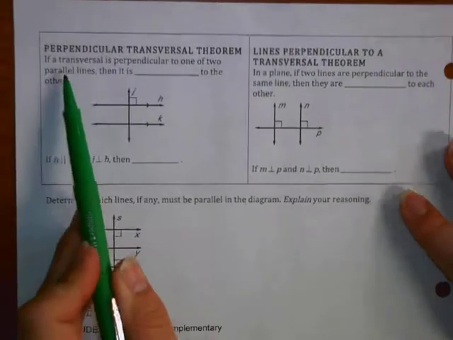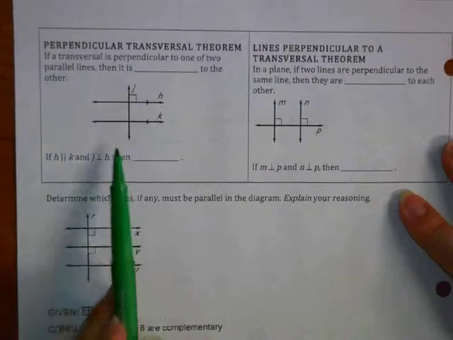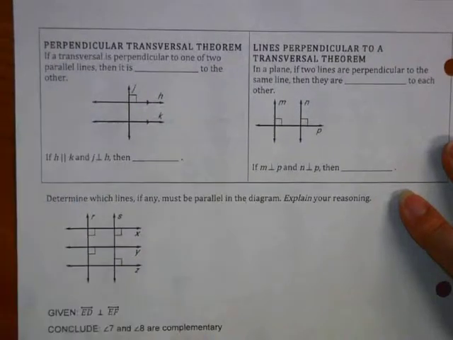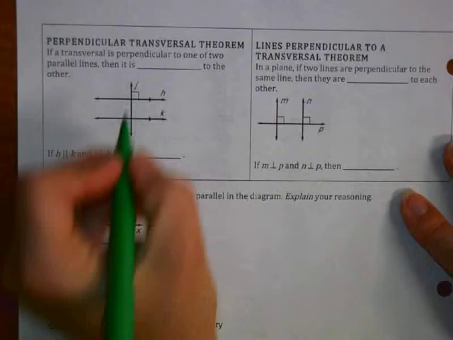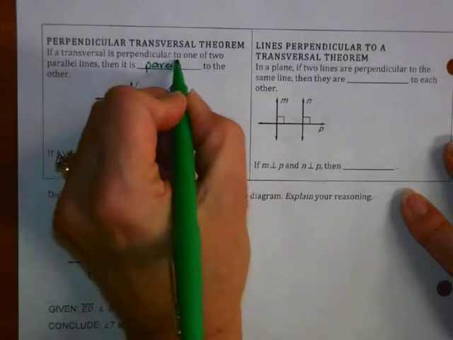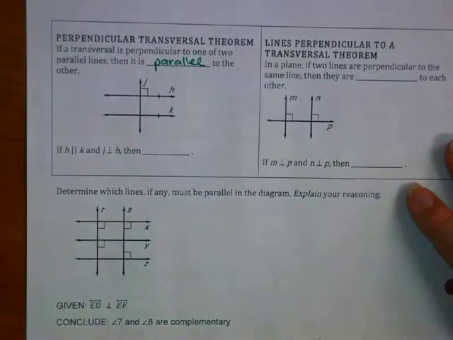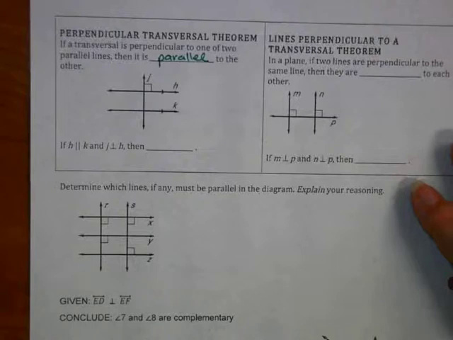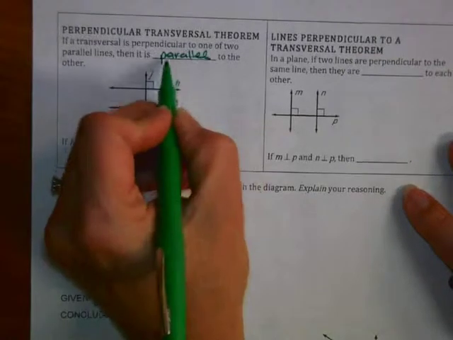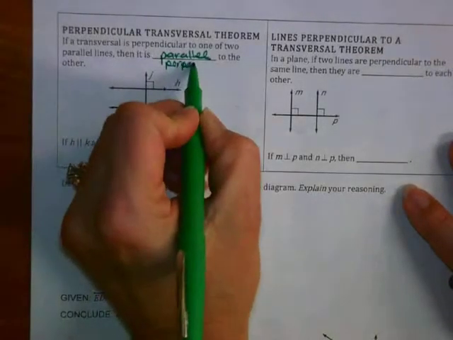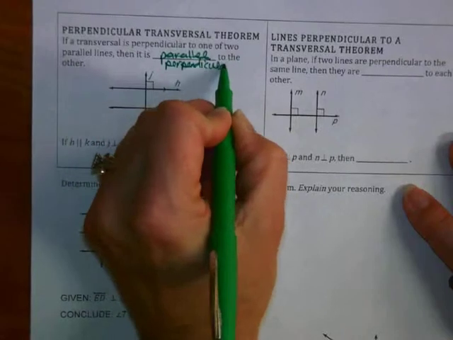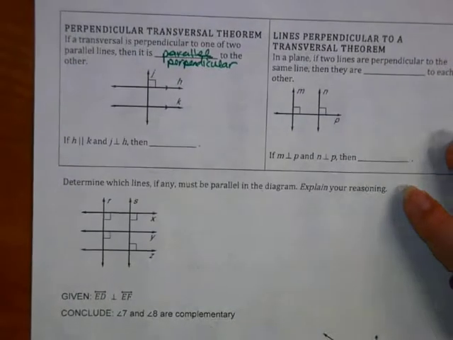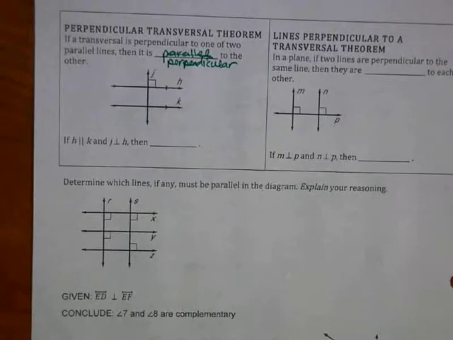Perpendicular transversal theorem. If a transversal is perpendicular to one of the two parallel lines, then it is parallel to the other. That's not what I want to say. What should I say there? Yeah. Perpendicular. I am having it. I'm trying to quit coffee, so you guys got to maybe cue me in a little bit here. Your brain gets a little, yeah, trying to go off of it.